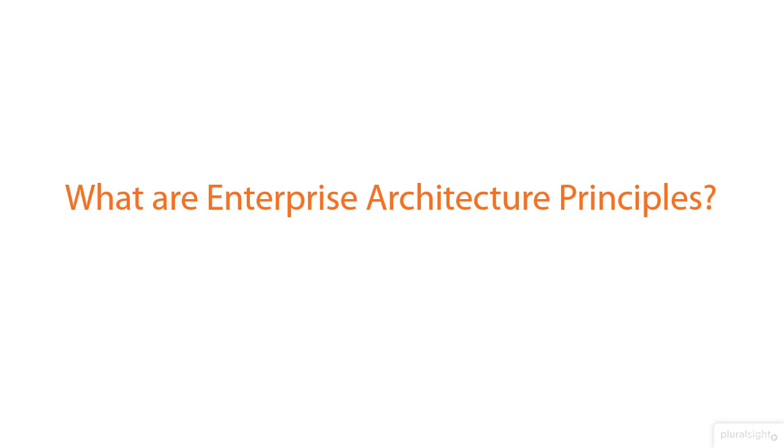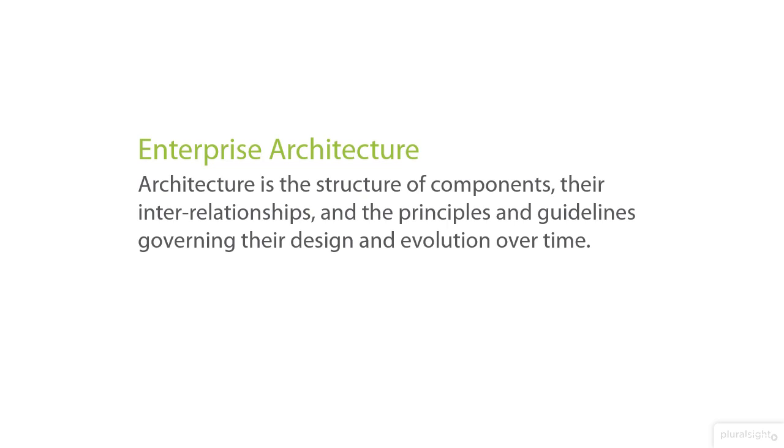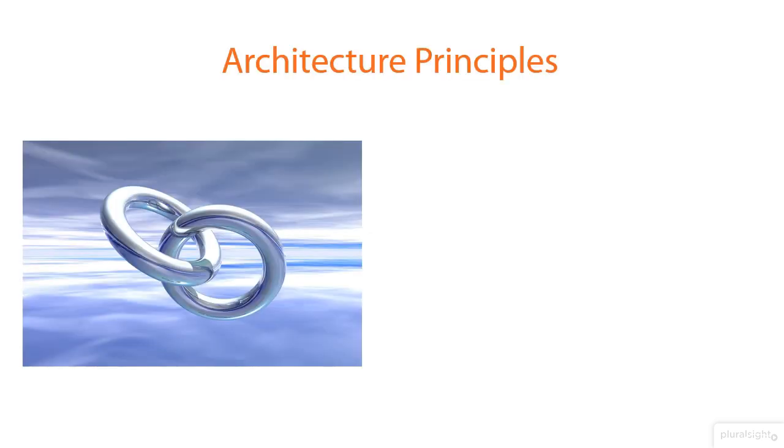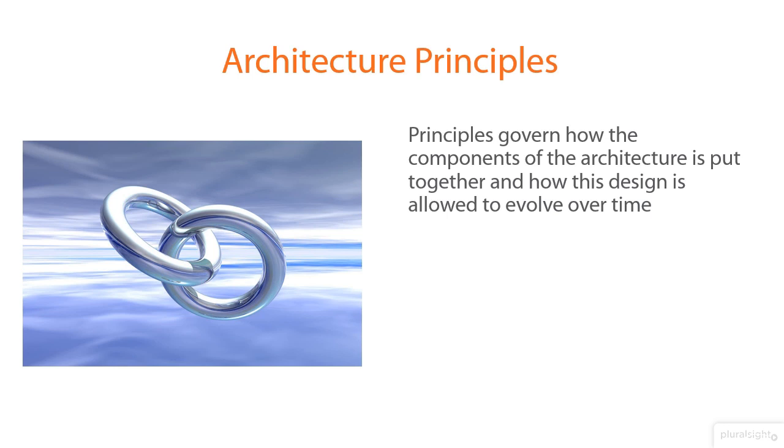Well, before we dive into that, let me reiterate partly the definition of enterprise architecture according to TOGAF, which reads as follows. Architecture is the structure of components, their interrelationships, and the principles and guidelines governing their design and evolution over time. You might have already got from this definition that the principles and guidelines form a key aspect of what enterprise architecture is, and that they govern how the components of the architecture are put together, as well as how this design is allowed to evolve over time.